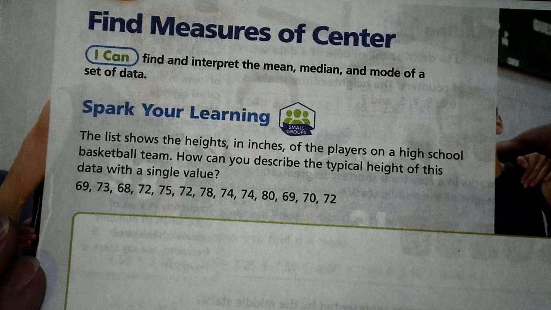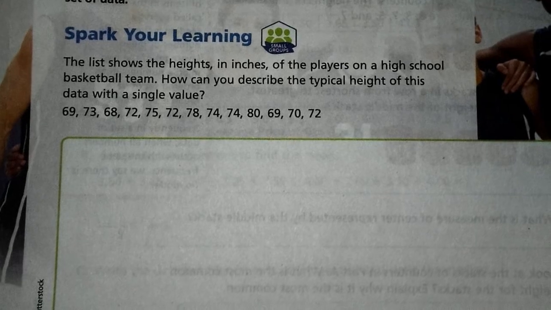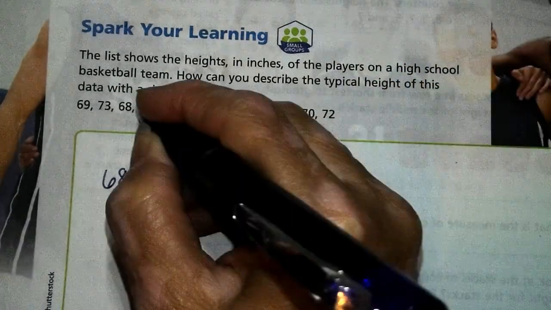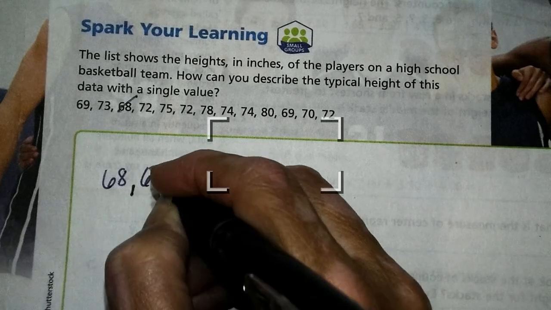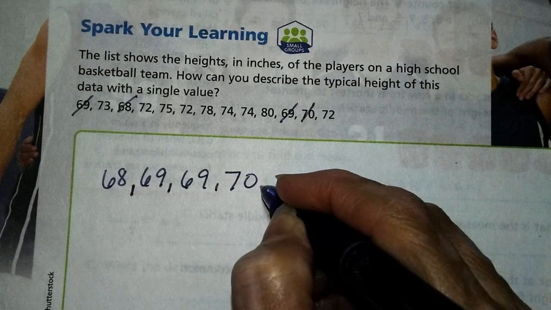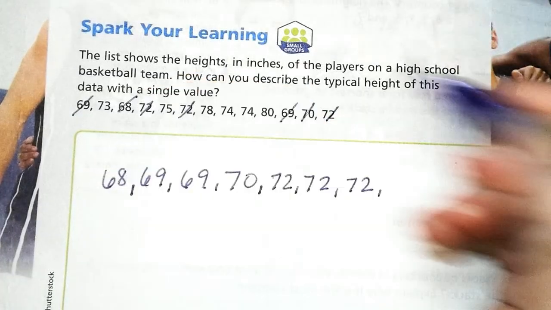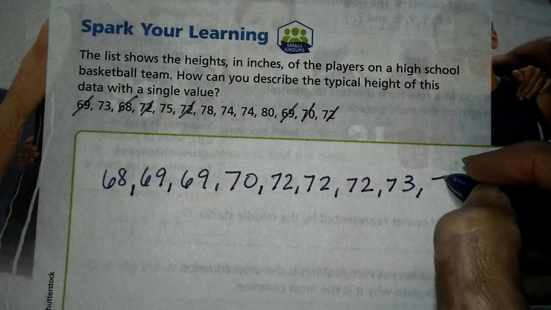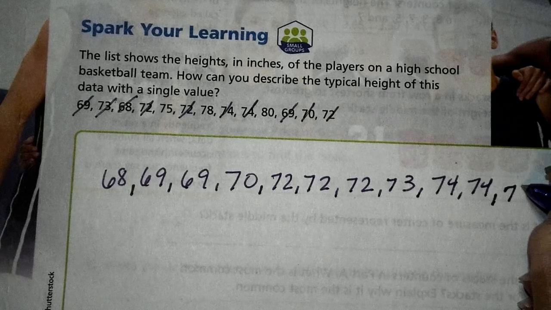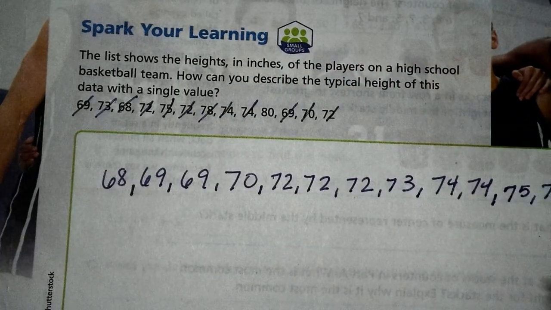So the first thing that you need to do is probably put these in order from least to greatest or greatest to least. So let's take care of that. What I usually do is I cross them off so I can keep track of them. So 68, 69, 69, and 70. 72, 72, 72. 73, 74, 74. 75, 78. And then the last one, which is 80.